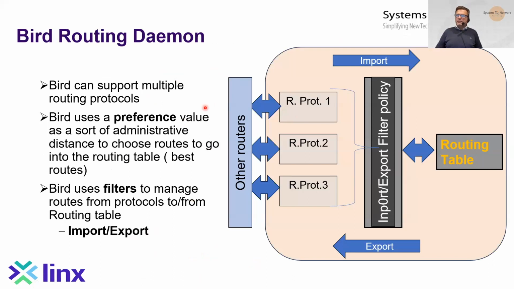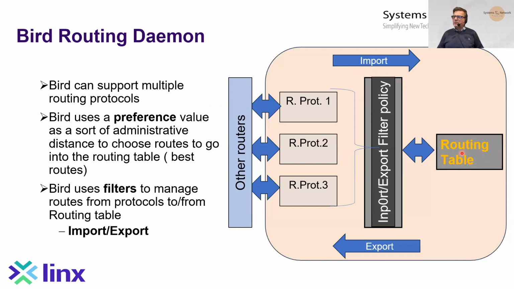In general, then, and this will help us to understand when we talk about filtering later on, the way that BIRD is operating is that it has a central routing table where the routes that it's going to use, just like any other router for routing packets, is a construct that we have over here.